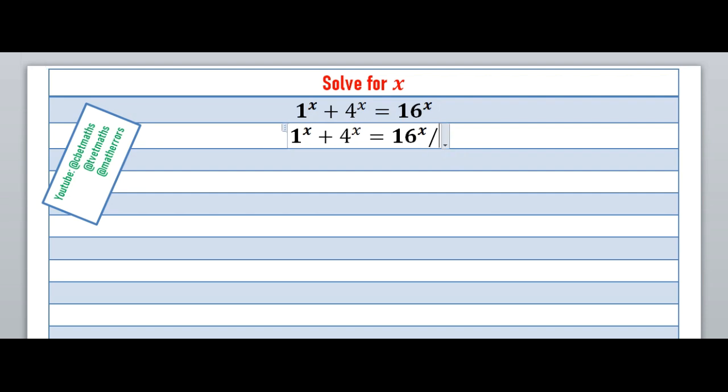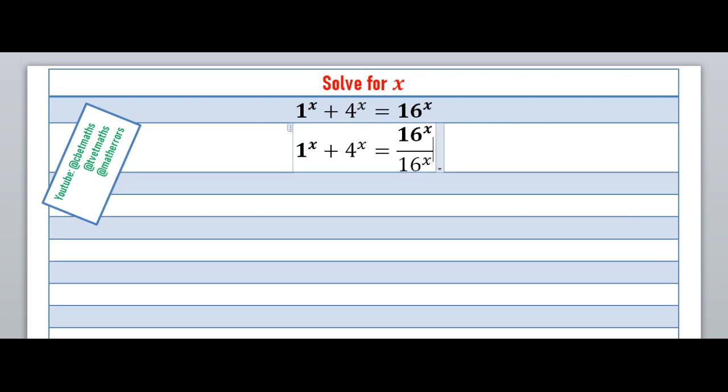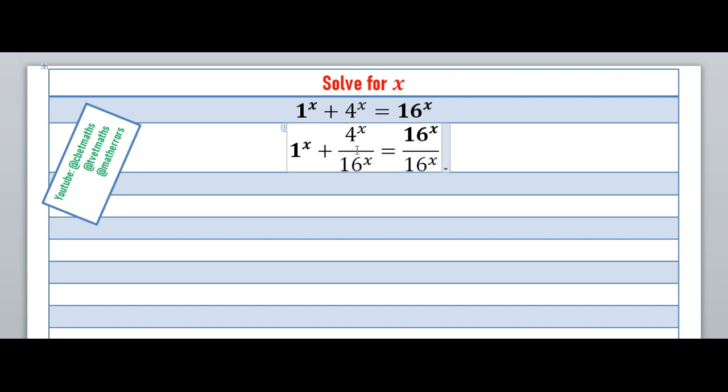So we divide all through by 16 raised to power x. That gives 4 raised to power x divided by 16 raised to power x, then 1 raised to power x divided by 16 raised to power x, and 16 raised to power x divided by 16 raised to power x. We divide both sides of the equation by 16 raised to power x.